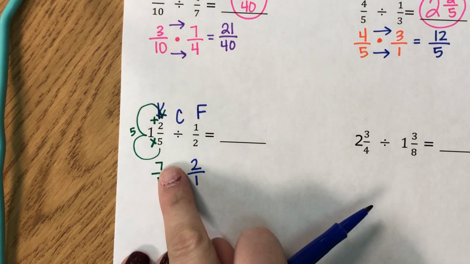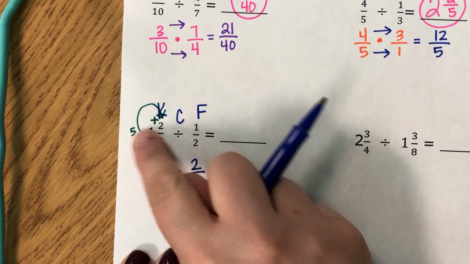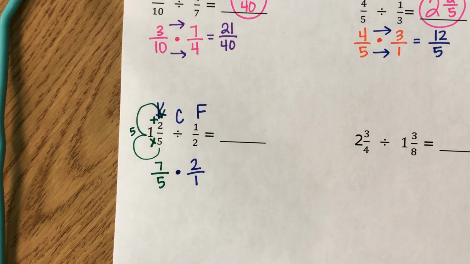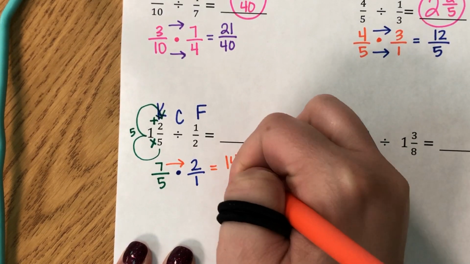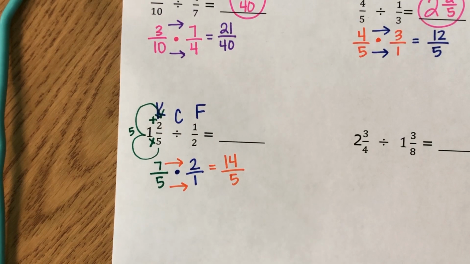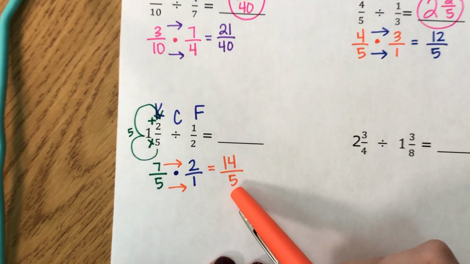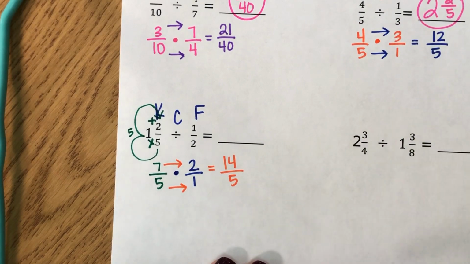Okay, so we've already made this into improper. I didn't flip anything, okay? This was a Texas popcorn. These are equivalent. All right, so now I'm going to top times top, bottom times bottom. And so 7 times 2 equals 14, and 5 times 1 equals 5. So again, this is improper, okay? The top number is bigger than the bottom number. My cowboy is much bigger than my horse.